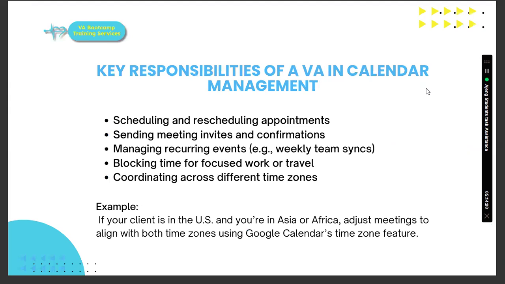Okay, so the key responsibilities of a virtual assistant in calendar management. First, scheduling and rescheduling appointments, and then sending meeting invites and confirmations, and then managing recurring events, and then blocking times for focus work or travel, then coordinating across different time zones. So, for example, your client is in the US and you are in Asia or Africa. So you can adjust meetings to align with both time zones using the Google Calendar time zone feature.